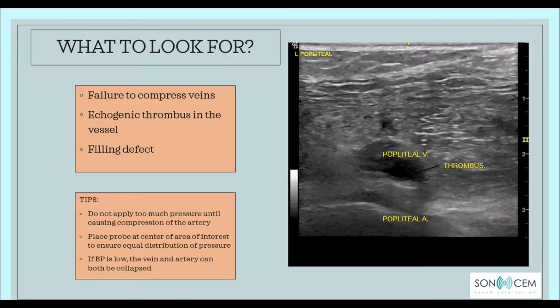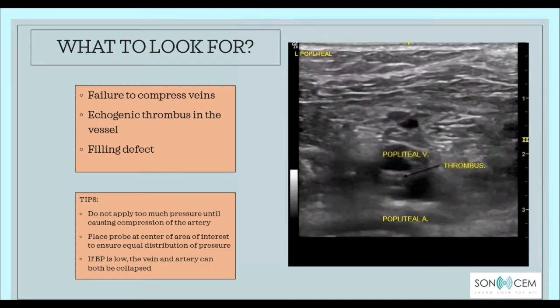Okay, just now we already learned how to identify the normal structure. Now we will learn what to look for in DVT. In DVT, we will see failure to compress veins, and there could be echogenic thrombus in the vessel and filling defect, which we can see in color Doppler mode.